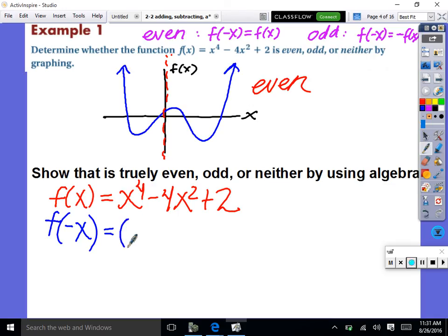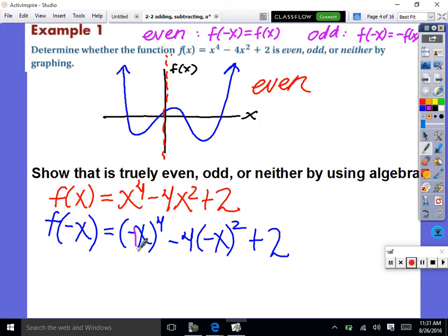Whenever we make a substitution, we put a parenthesis. So I'm going to have negative x to the fourth minus 4 times negative x squared. Questions on my substitution so far? And then plus 2. And now we're going to go ahead and simplify that down just to see where we're going to end up here. So let's think about this. Now let's use our algebra skills.